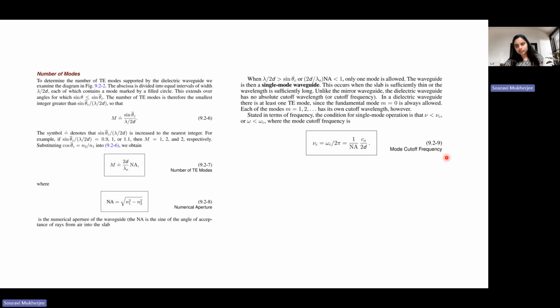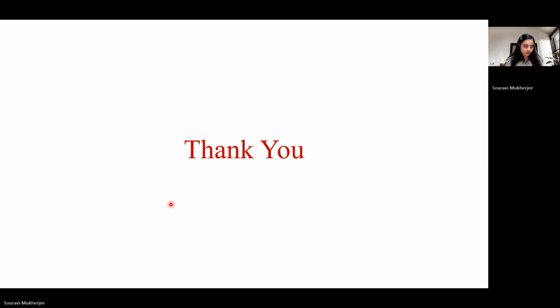And this would be your mode cutoff frequency. This is related to the thickness of your core and the numerical aperture, which again relates to the different refractive indices. Okay, so that's about the waveguides.